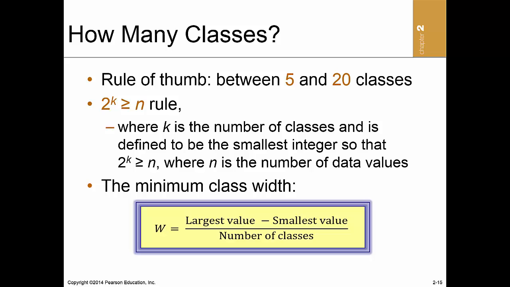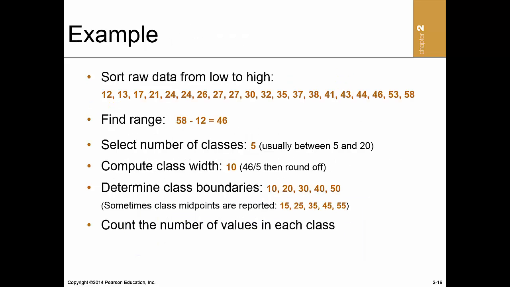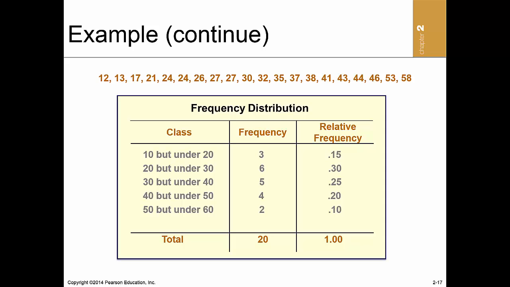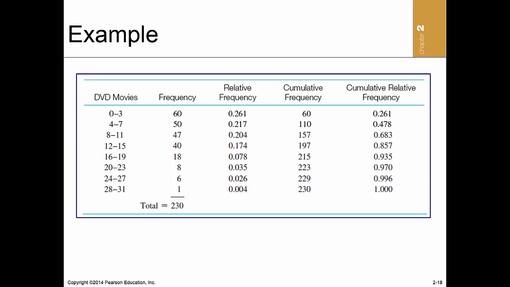In this example, we sort the raw data lowest to highest and find the range. We can select 5 classes to compute a class width of 9.2. However, we need to round up to 10 so we don't cut ourselves short. Class boundaries in this case will be intervals of 10 from 10 to 50. Counting the occurrence will give us a frequency for each class. Again, we should always find the relative frequency. Here's another example of group data with the reported frequency and relative frequencies.